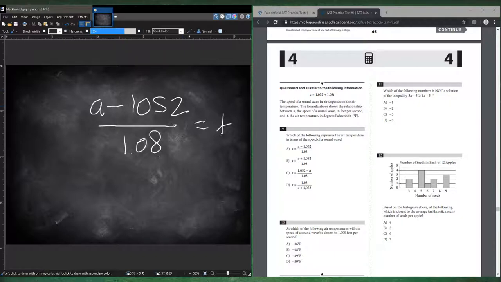So you just have A subtracted by that constant, which is 1052, and then divided by the slope, which is 1.08. So that's how you get t. So that would be answer A.